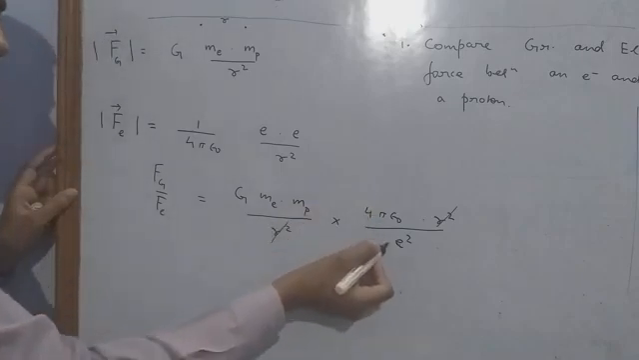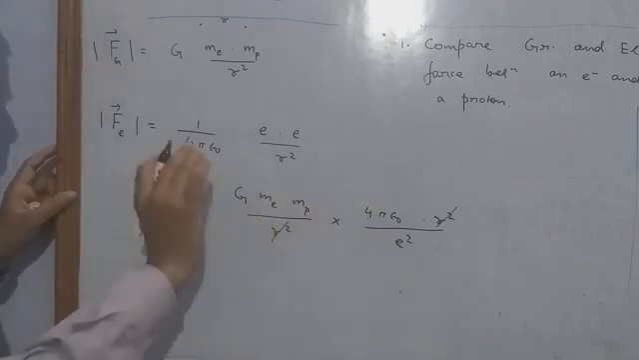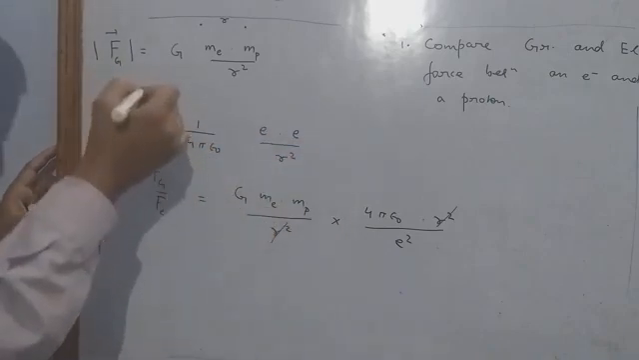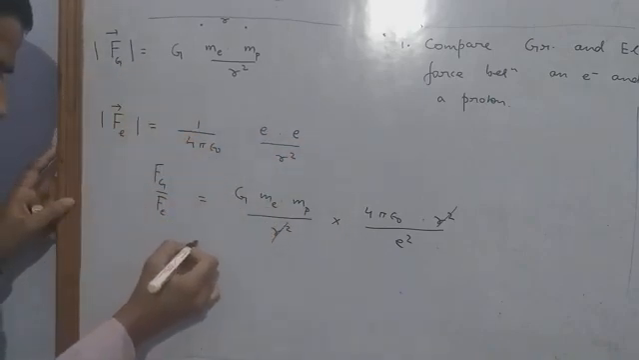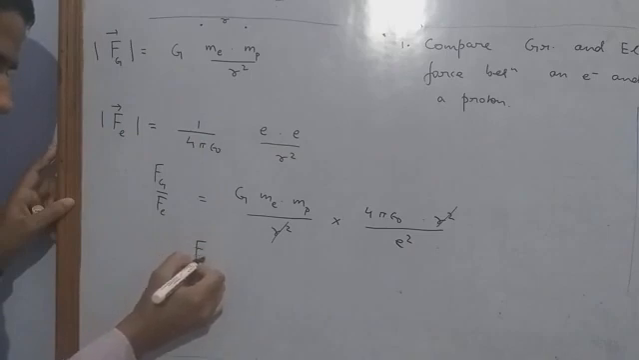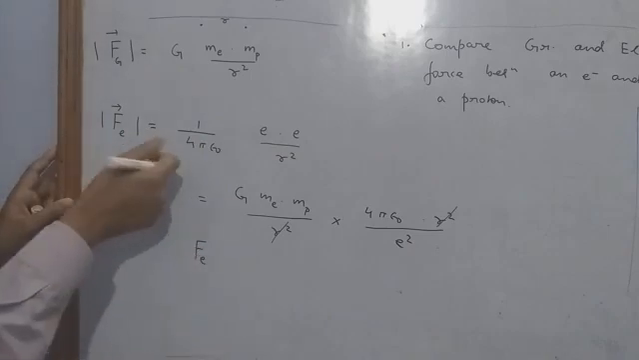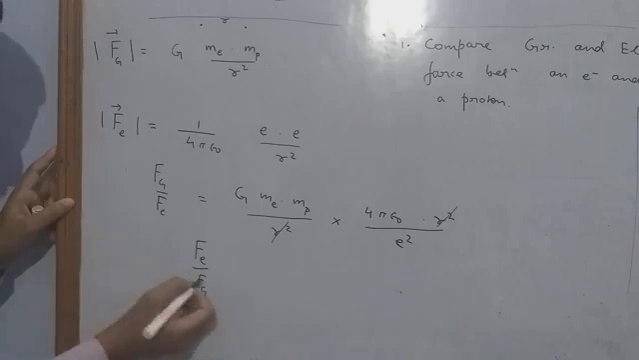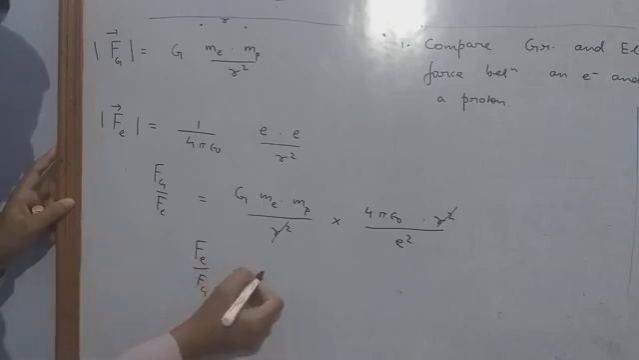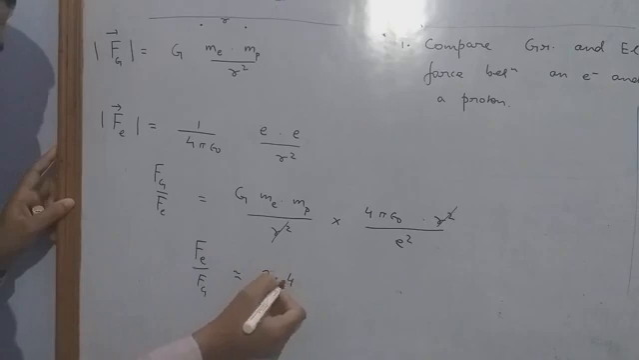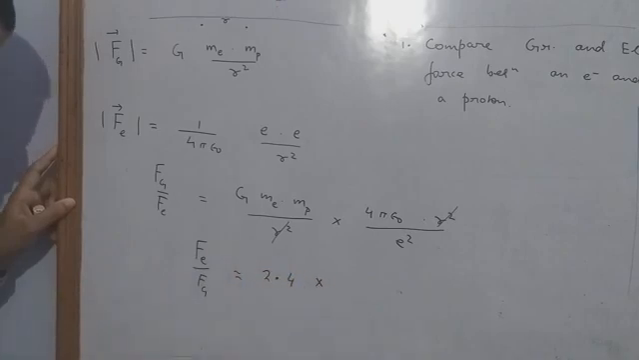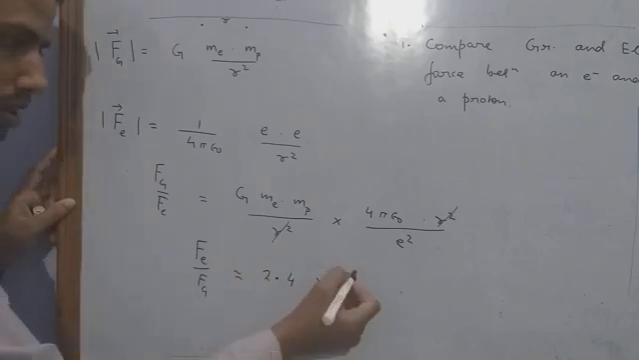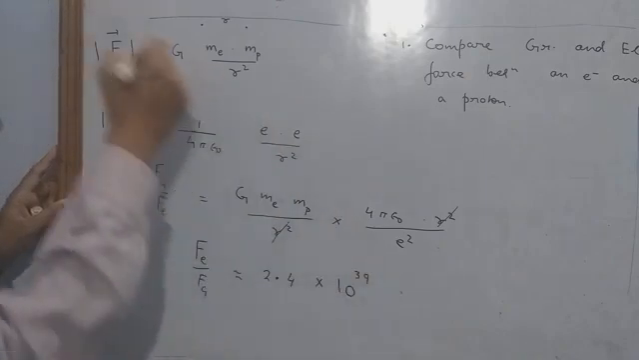You know the value of the charge of the electron and the mass of the proton. Put all these values, and you will find that the ratio Fe by Fg, you can take the ratio Fe by Fg, that ratio will be nearly 2.4 multiplied by 10 to the power 39.